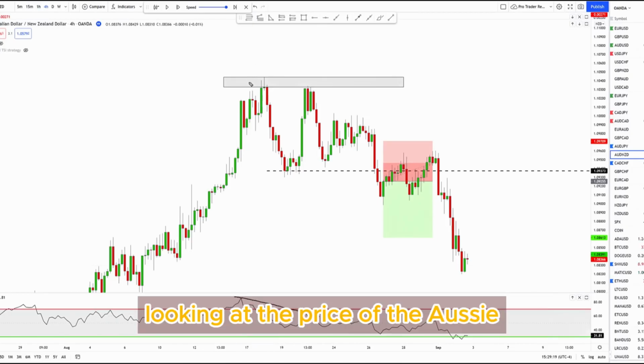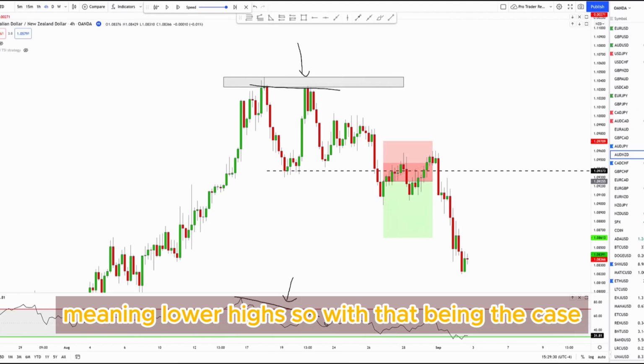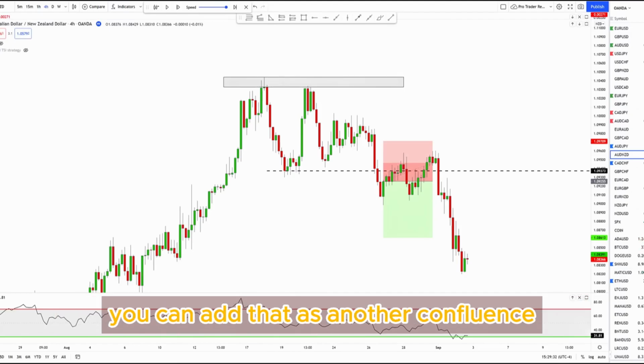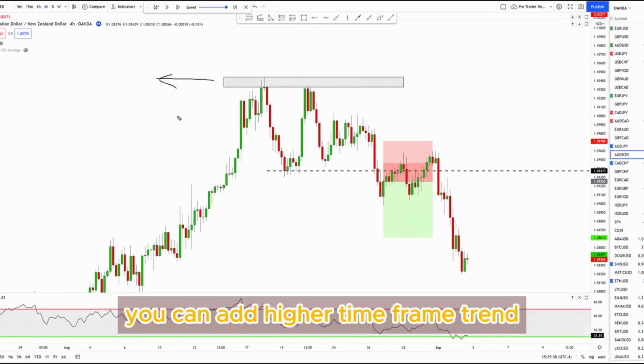Looking at the price of the Aussie New Zealand having nearly equal highs and the RSI having extremely diverged highs, meaning lower highs. So with that being the case, you can add that as another confluence. You can also add structure levels looking left on higher time frames. You can add higher time frame trend.